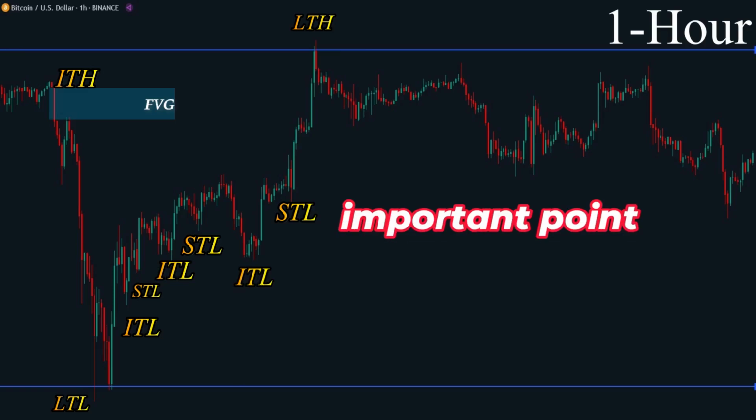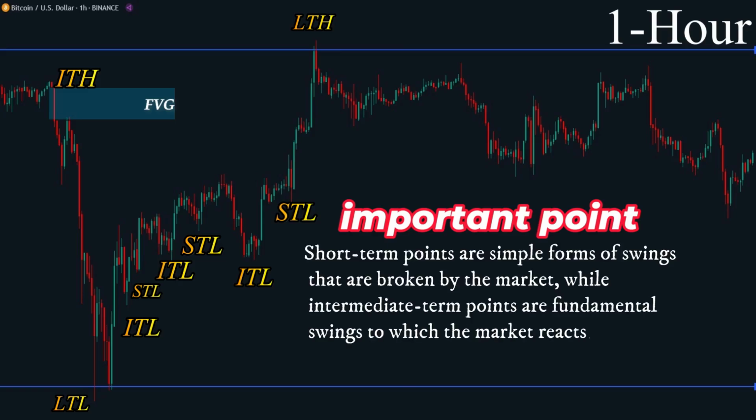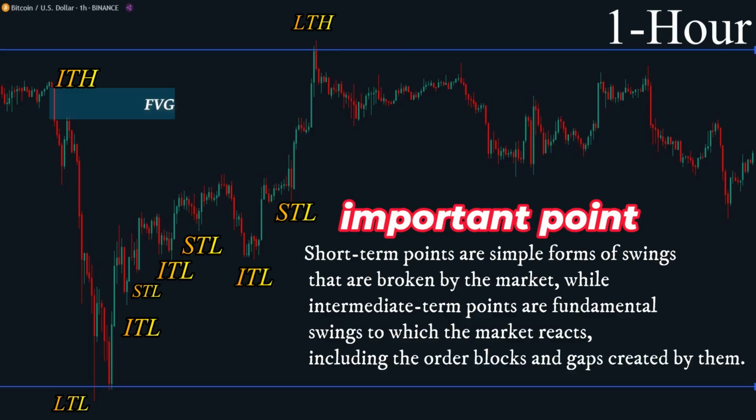What is the difference between short-term points and intermediate-term points? As mentioned earlier, short-term points are simple swings that the market forms and subsequently breaks. In contrast, intermediate-term points are significant swings that the market reacts to. The order blocks and gaps created by intermediate-term points are more likely to impact the market, making them suitable entry areas for trades. On the other hand, short-term points are not suitable entry points for trades.